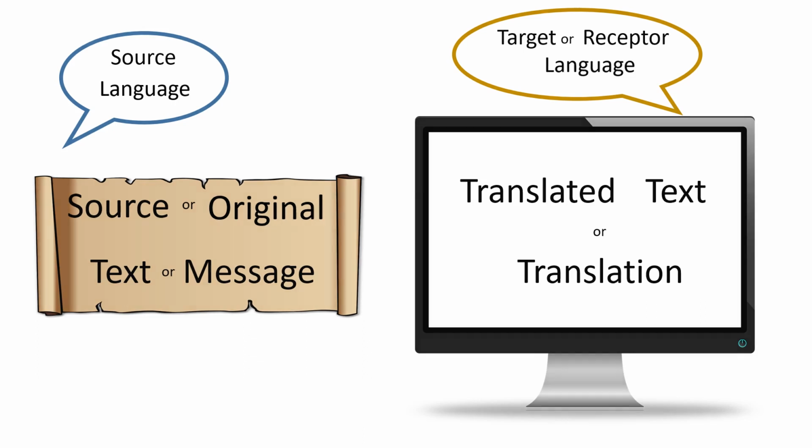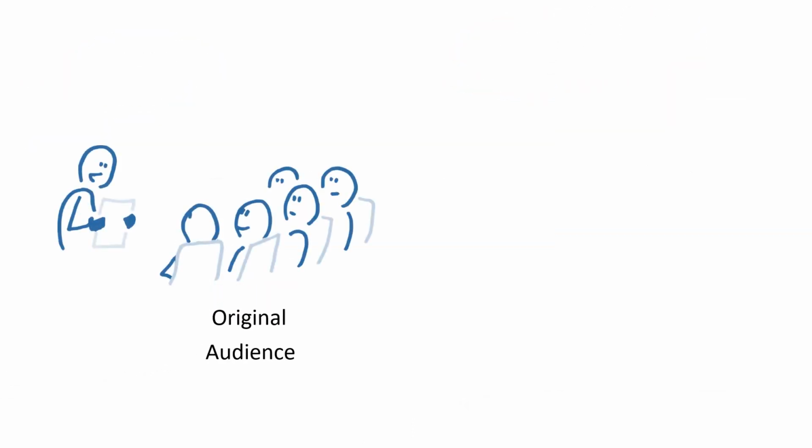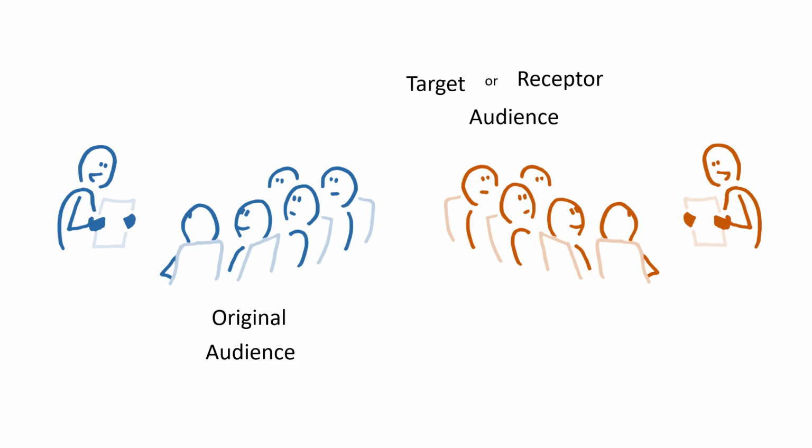We'll use the term original audience to designate the person or people for whom a message was originally produced, and the term target or receptor audience to designate the person or people for whom a translation is produced. Finally, the words speaker and author are both used to indicate the originator of the source text, whether written or oral, and translator refers to the person doing the translation.